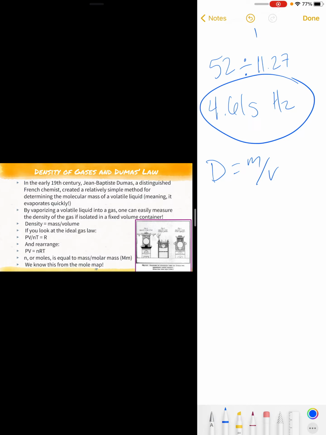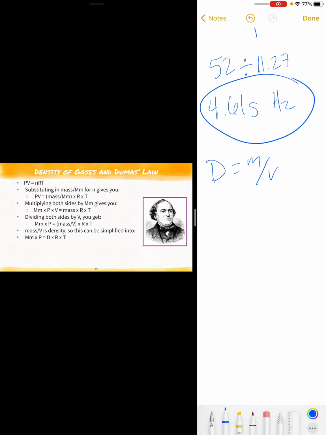If you look at the ideal gas law, you have PV over nT equals R, or just PV equals nRT. Again, n is equal to moles, but that's also equal to your mass over the molar mass. We know that from the mole map. To get this equation, you substitute mass over molar mass for n, which looks just like that below. If you multiply both sides by M, you get the next bullet point. If you divide both sides by V, you get the next bullet point. So basically molar mass and volume are switching spots. Since mass over volume is density, we can say molar mass times pressure equals density times R times T.